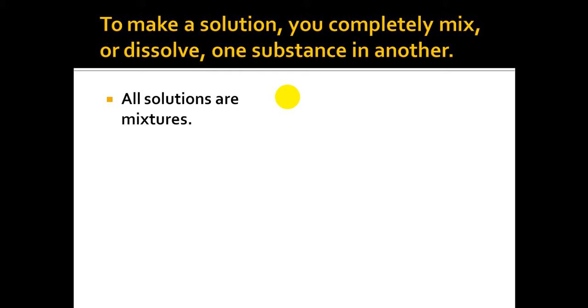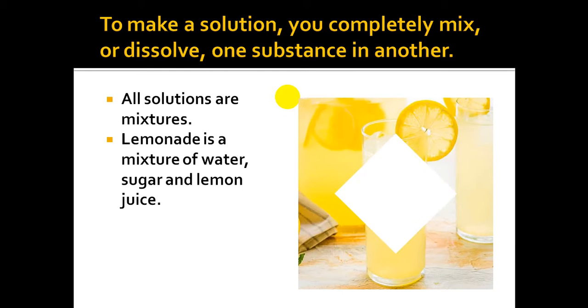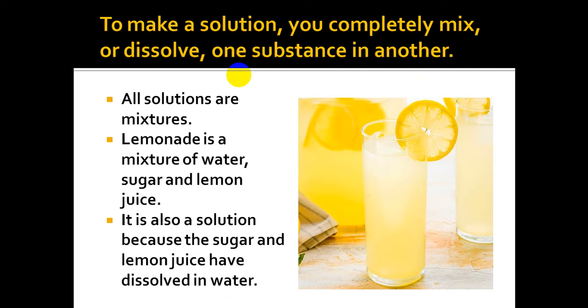Don't forget that all solutions are mixtures. Like lemonade. Lemonade is a mixture of water, sugar, and lemon, but they are mixed evenly. They dissolve. It's also a solution. First, it's a mixture, and it's also a solution because the sugar and lemon juice have dissolved in water. We cannot see them anymore. They dissolved in water.